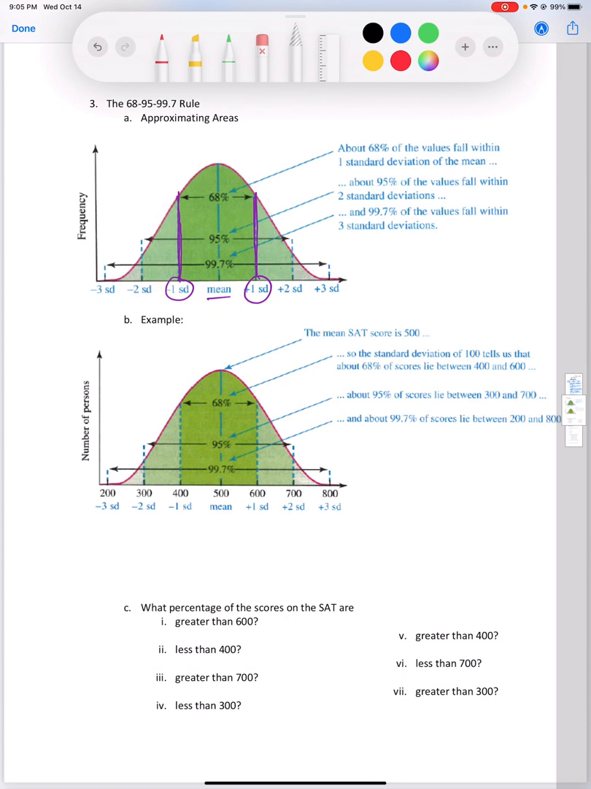Okay, so that's what it says about right here. 68% of the data values fall within 1 standard deviation of the mean. Okay, and when we go out to 2 standard deviations above and below the mean, we're at 95% of the data values.